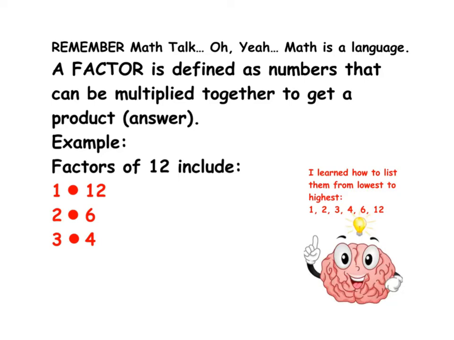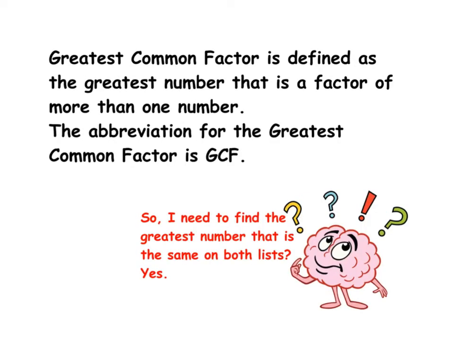Your math teacher taught you how to list them in order from lowest to highest. Now, is it really important that you make that list that way? No. Is it important that you know factors of 12 and can find them? Absolutely. Looking at greatest common factor now, it means that you're looking for the greatest number on your list of factors. It's defined as the greatest number that is a factor of more than one number. The abbreviation for greatest common factor is GCF. So you're looking for, again, the greatest number that is the same on both of your lists.